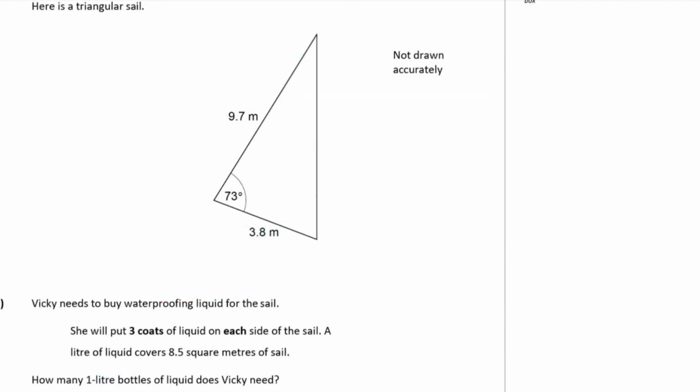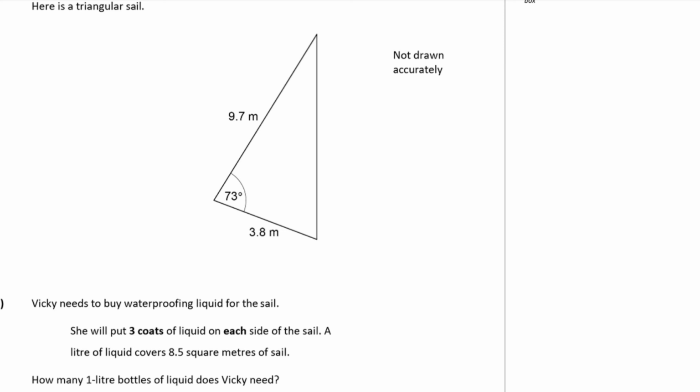Question 26. Here is a triangular sail. Vicky needs to buy waterproofing liquid for the sail. She will put 3 coats of liquid on each side of the sail. A litre of liquid covers 8.5 square meters of sail. How many 1 litre bottles of liquid does Vicky need? Okay, so Vicky needs to buy waterproofing. She puts 3 coats of liquid on each side.